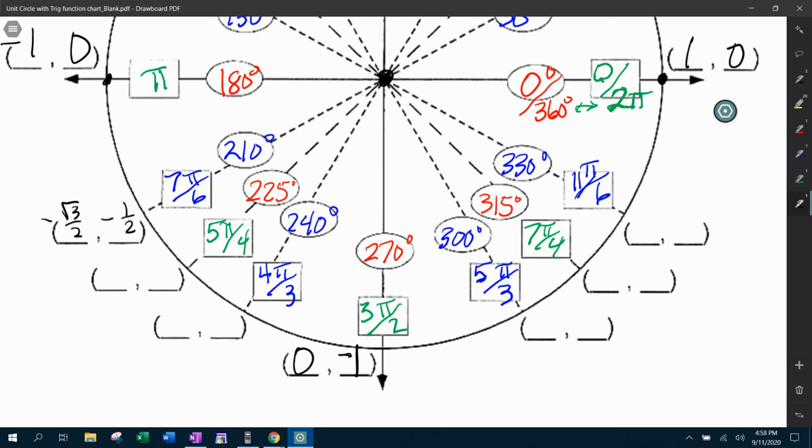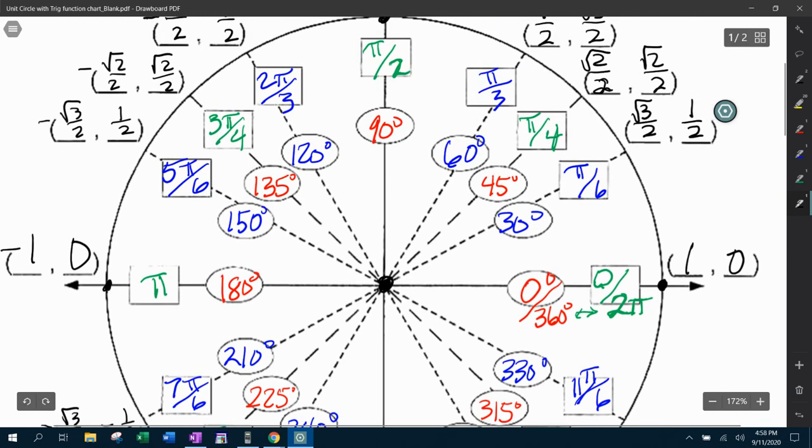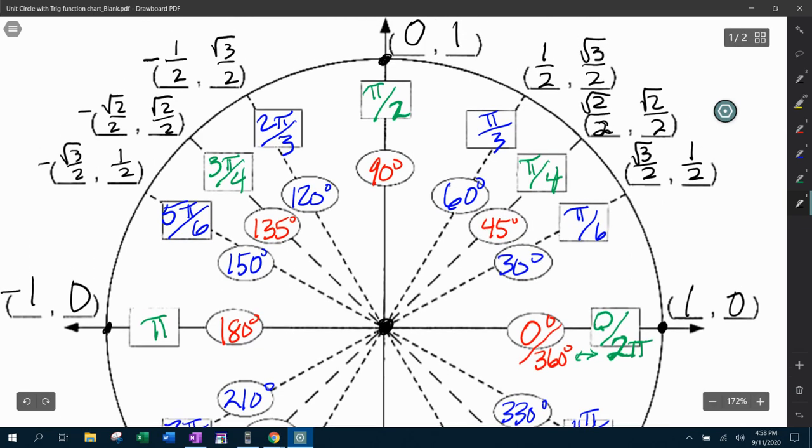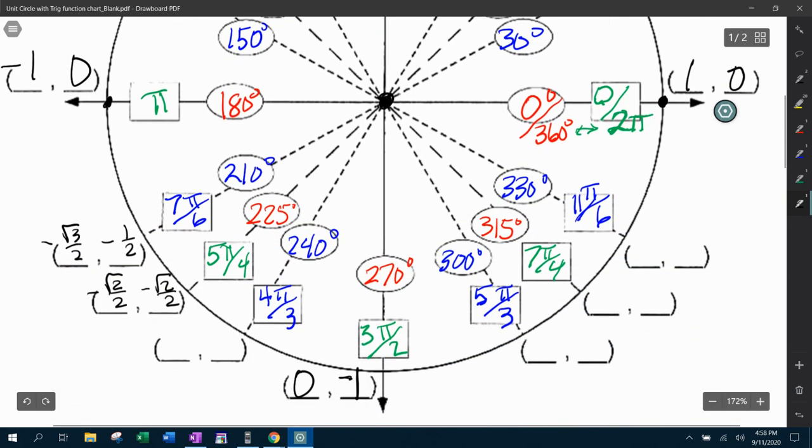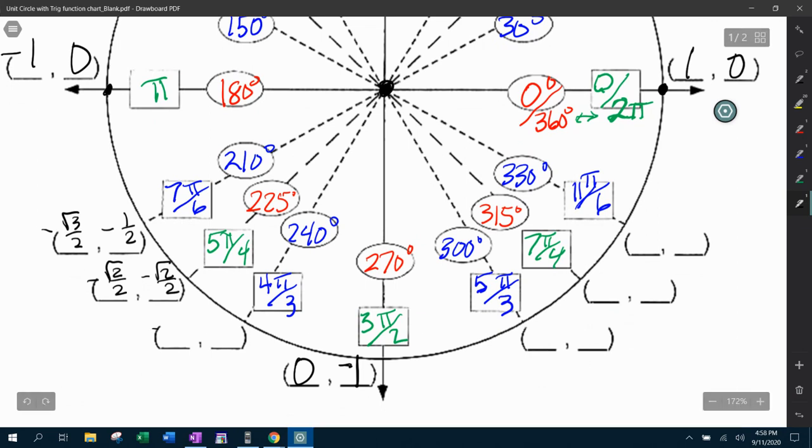And then at 5 pi over 4, negative square root of 2 over 2, negative square root of 2 over 2. That corresponds with the ordered pair at 3 pi over 4. And then the ordered pair at 2 pi over 3 is going to correspond to the ordered pair at 4 pi over 3. Negative 1/2, negative square root of 3 over 2.